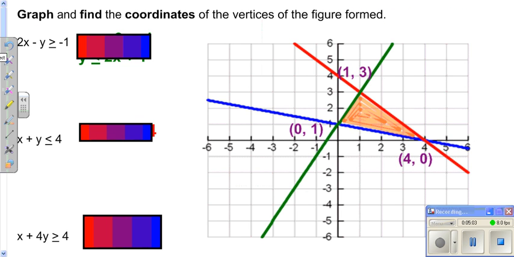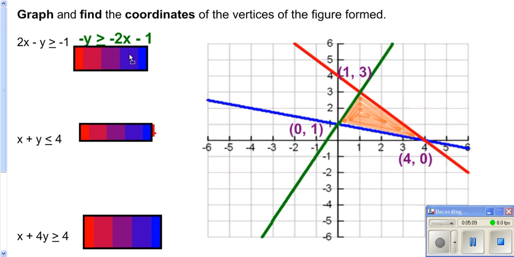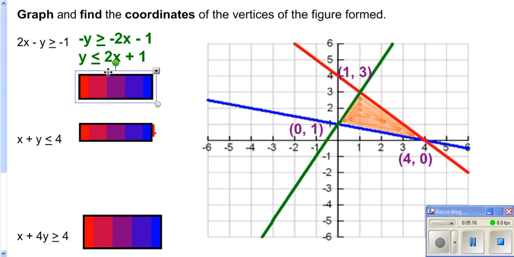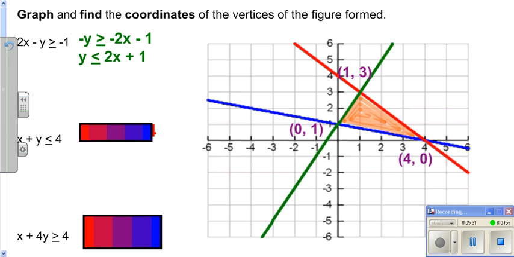So let's take a look at this one here. The first one, I'm going to go ahead and get y on one side by itself. Now I'm going to go ahead and divide both sides by negative. Remember to switch your inequality sign. So that's a y-intercept of 1, slope of 2 over 1, rise over run, up 2 over 1, up 2 over 1, gives us this green line. Y is less than, so that means we need to shade underneath that.